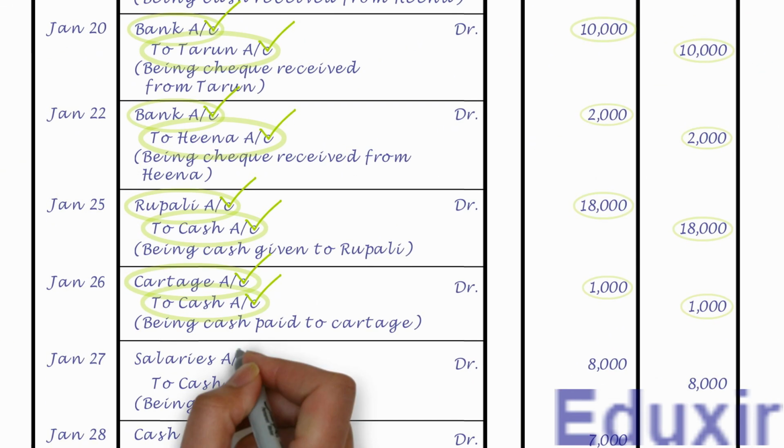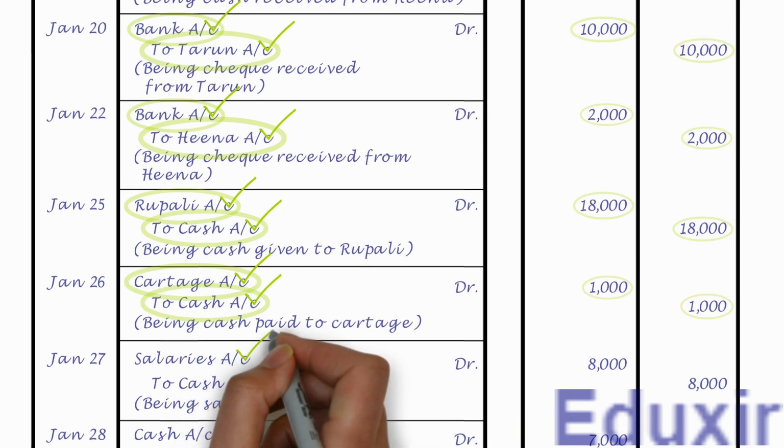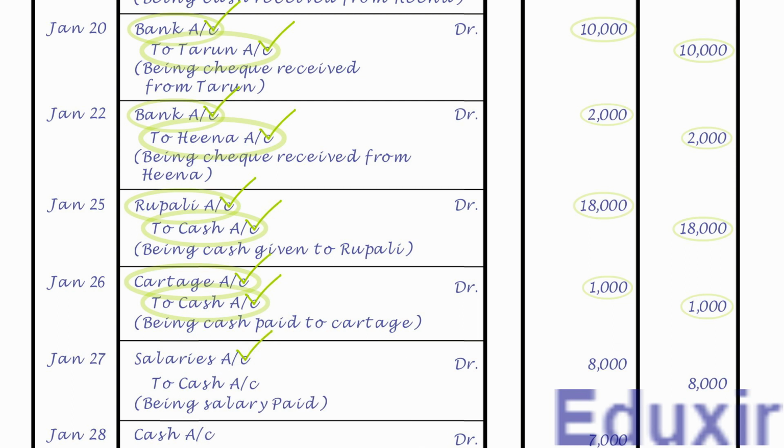As the name suggests, it needs to be posted on the debit side of salaries account and the debit amount is 8000 rupees. Note that the details that need to be posted into the particulars column is cash account. For posting this entry, we need to create a ledger account for salary as it is not yet created. Let us first write the title as salaries account.